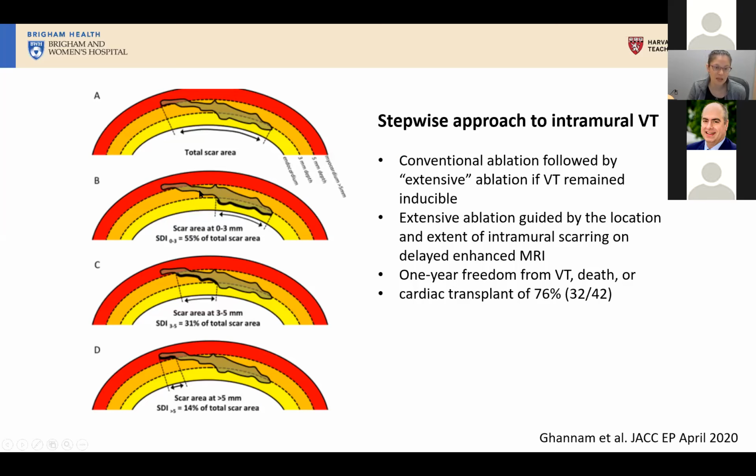And he had a stepwise approach where you identified the scar and did extensive ablation, meaning long lesions and high power catheter delivery to cover the entire scar area, depending on the extent of intramural scar noted on MRI. And again, compared to a historical control, he was able to have really pretty good outcomes, which seems to say that this is a reasonable strategy for targeting the intramural substrate.